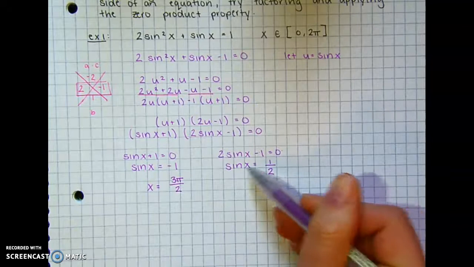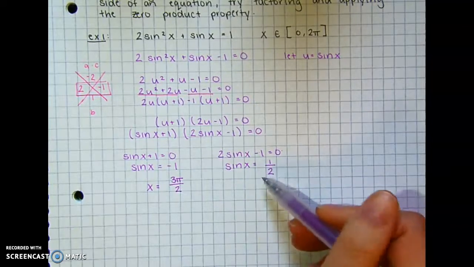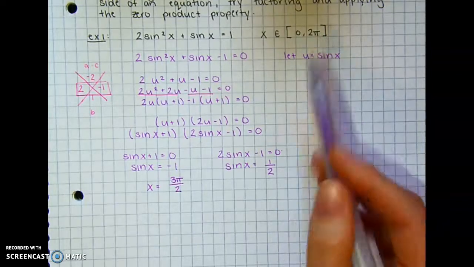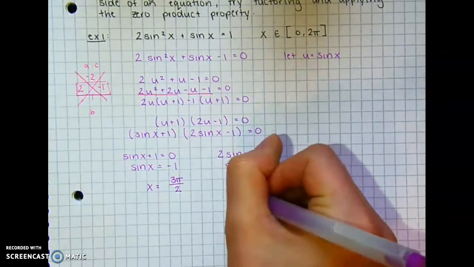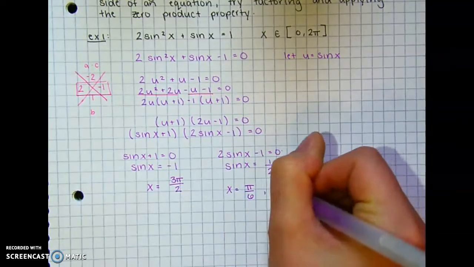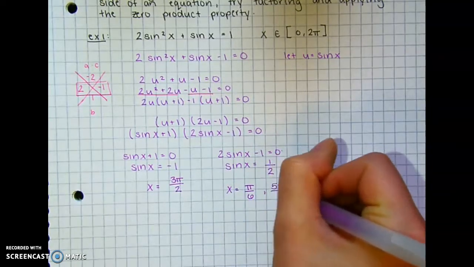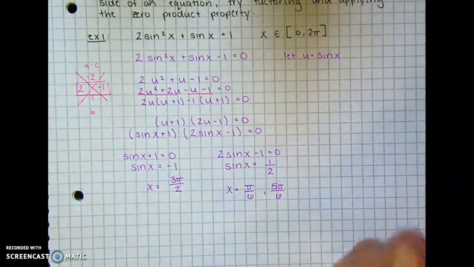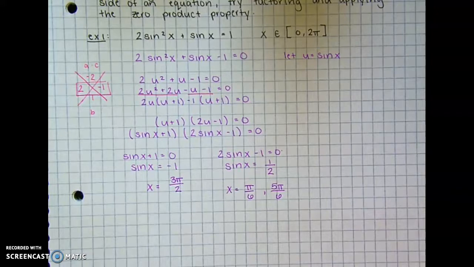And then for this, when is our y value 1/2? That occurs twice between 0 and 2 pi. It occurs at pi over 6, and again at 5 pi over 6. And that's it, because they're just positive and negative, right? If they were plus or minus, that'd be a different story.